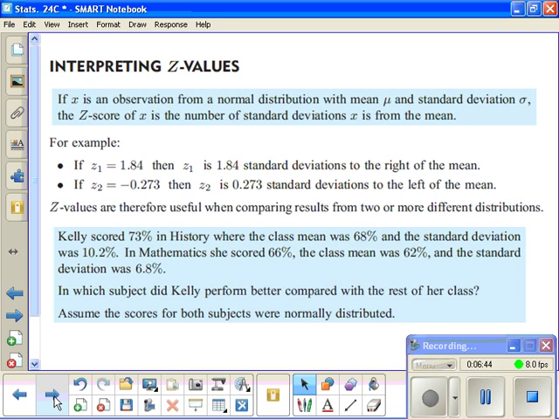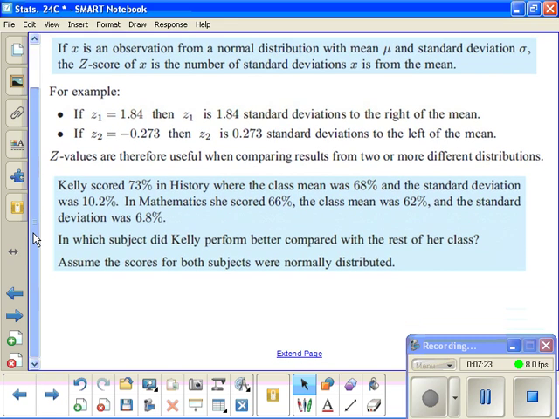Interpreting what those z values mean. If x is an observation of a normal distribution with a mean of mu and a standard deviation of sigma, the z-score of x is the number of standard deviations x is from the mean. So if, for example, z1 is 1.84, then the data point is 1.84 standard deviations to the right of the mean, or if it's negative, it's to the left of the mean.